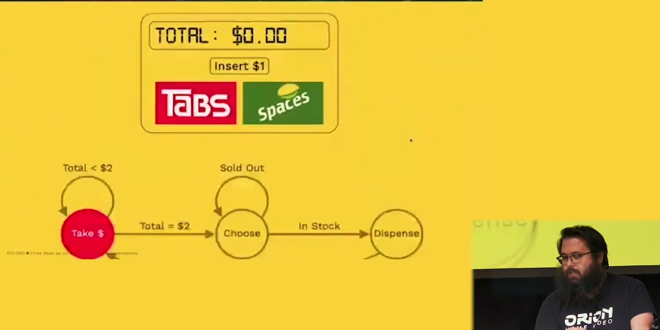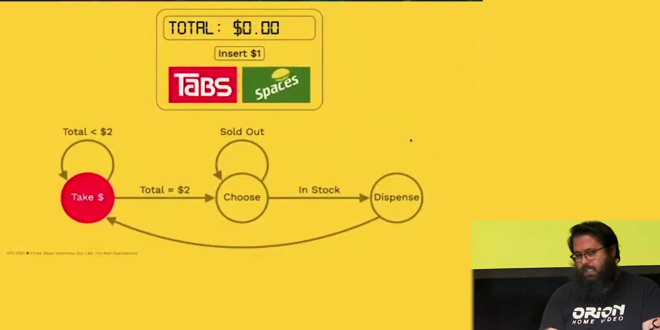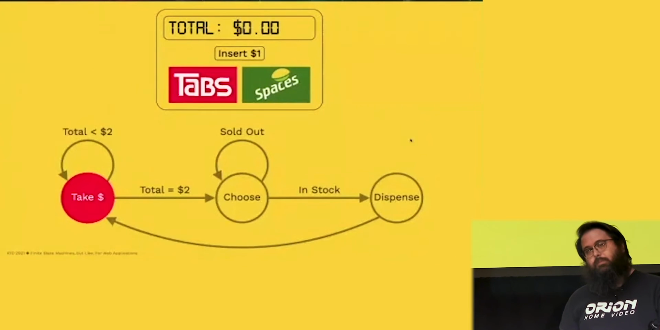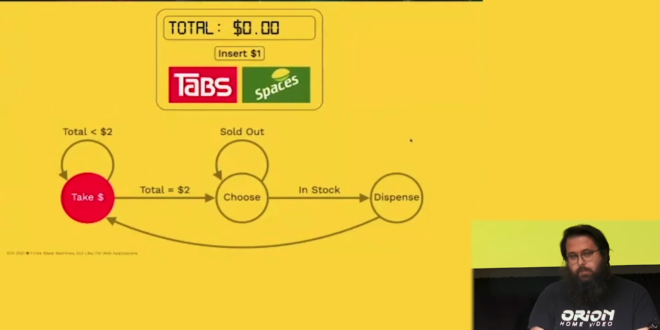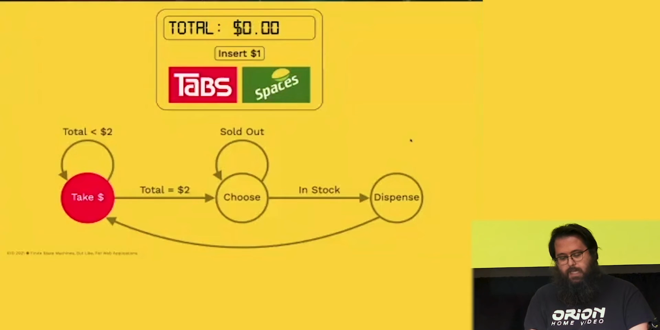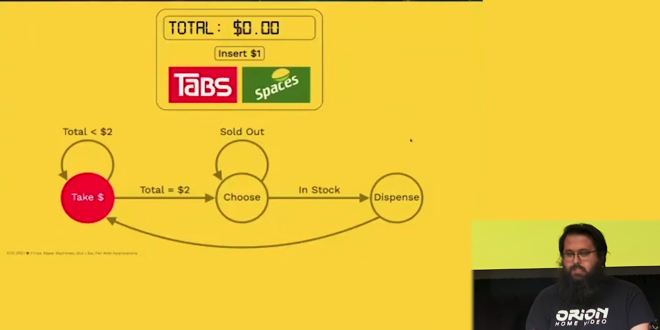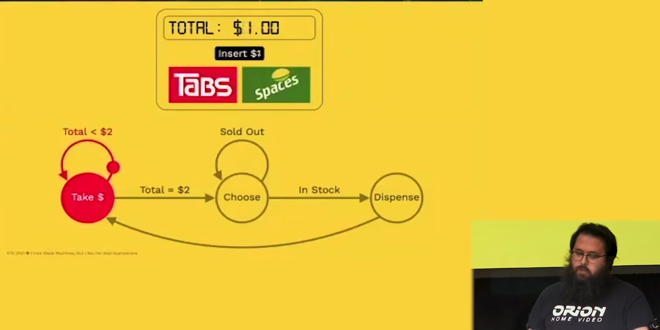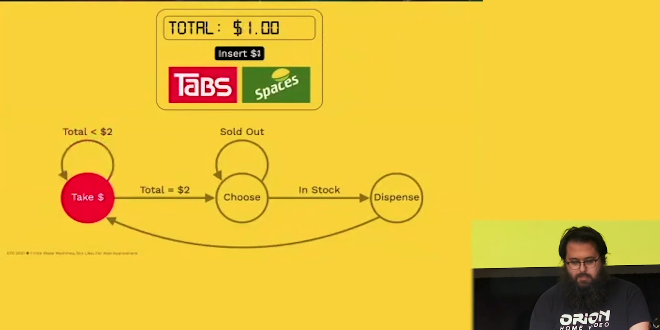So what might that look like as a finite state machine? Initially, we're in this take money state, and we're going to repeat this take money state until a condition is met, and we have our $2. You can see here, these diagrams can have loop backs, if you will. So I will insert a dollar, we'll loop back, and we're still in the take money state because we haven't reached our total of $2.